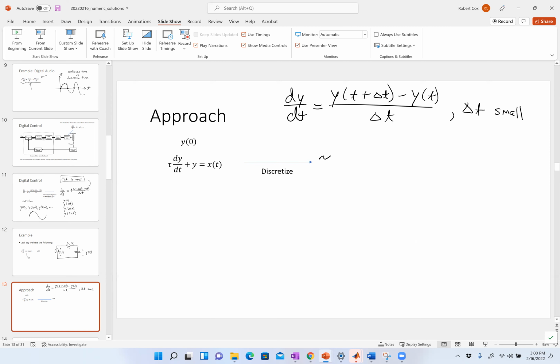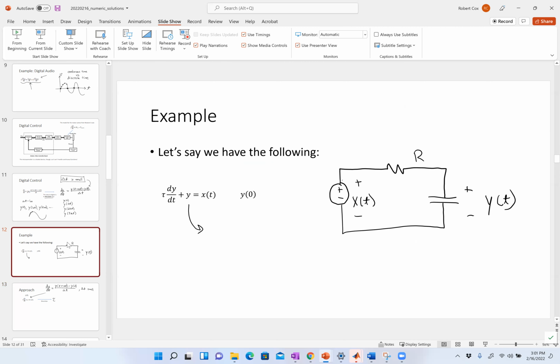That could be a really bad choice, right? Again, we got to talk about that choice later. If that's a bad choice for delta t, then this is a really bad approach. So we got to think carefully about what that's going to be. So if that's the case, what I got to do is substitute that into this expression over here. So I get this tau.